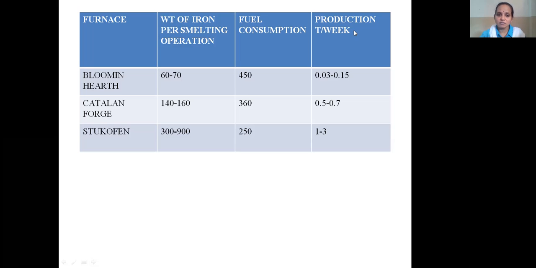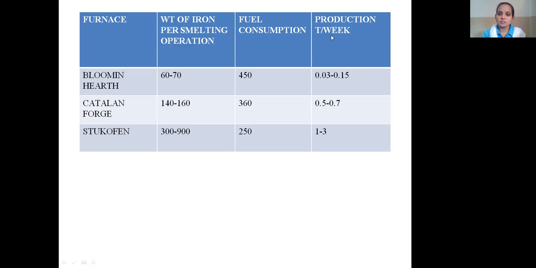Comparing with respect to fuel consumption, it is around 450 tons in Bloomery earth furnaces. In Catalan Forge, it requires 360 tons per week. In the Stokofen furnace, it is 250 tons. So the production rate has increased, the production cost has decreased, and the consumption of raw materials has also been brought under control.